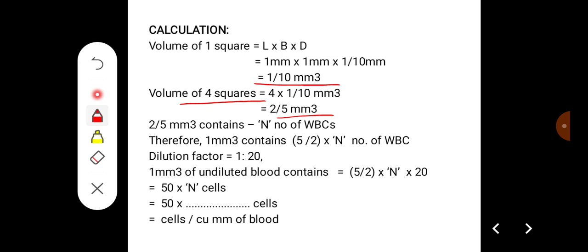According to the haemocytometry principle, if 2.5 cubic millimeters contains n number of WBCs, then 1 cubic millimeter contains 5 by 2 into n number of WBCs. Here we have diluted the blood by 20 times, so multiplying by that dilution factor, the number of WBCs contained in 1 cubic millimeter of blood will be 50 into n number of cells.